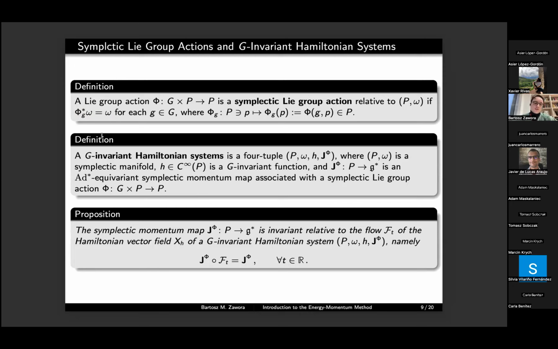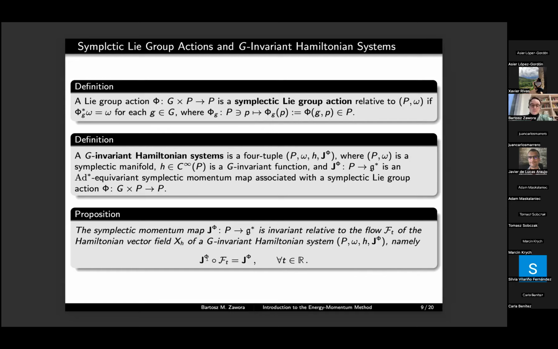The second definition simplifies the notation. From now on, a G-invariant Hamiltonian system is a 4-tuple (P, omega, H, J), where (P, omega) is a symplectic manifold, H is a G-invariant Hamiltonian function, and J is an Ad-equivariant symplectic momentum map associated with a symplectic Lie group action. And as I said before, the symplectic momentum map is invariant with respect to the flow of the Hamiltonian vector field of a G-invariant Hamiltonian system, right?